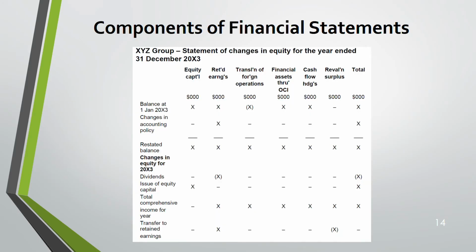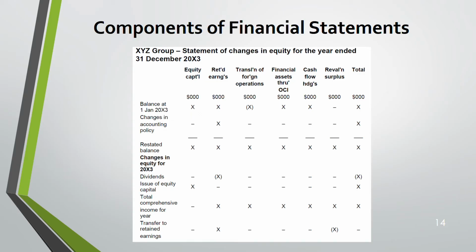This is how it looks like. I hope you can read it because it's very small. Okay, so you have different columns starting with your equity capital, retained earnings, translation of foreign operation, financial assets through OCI, cash flow hedge, revaluation surplus. All this will come in the statement of changes in equity.